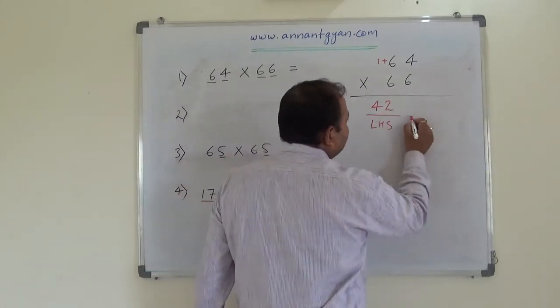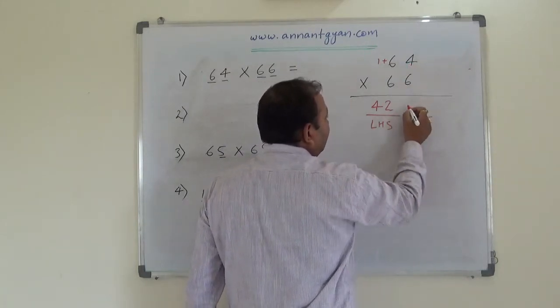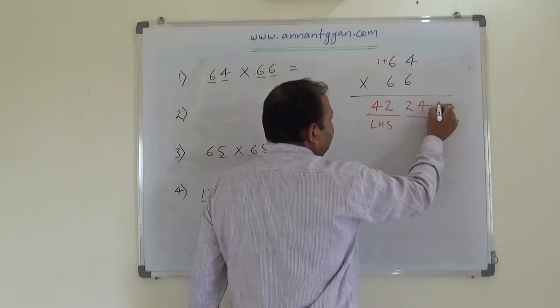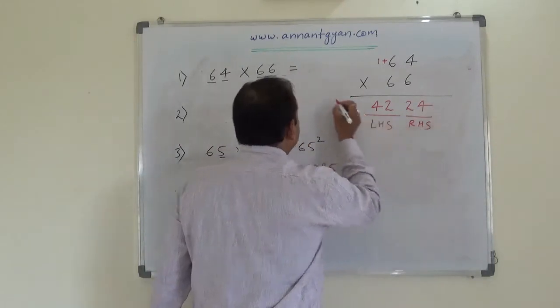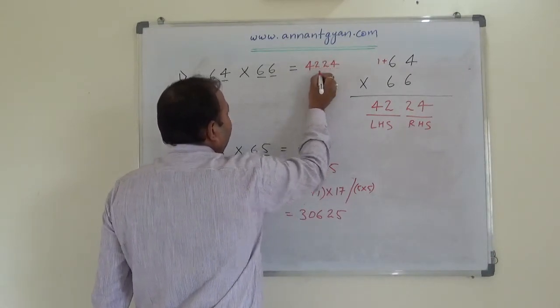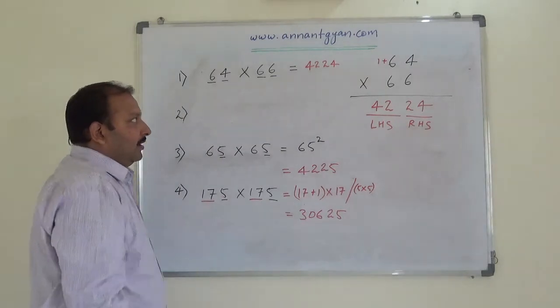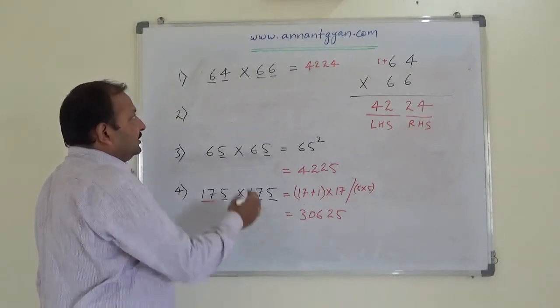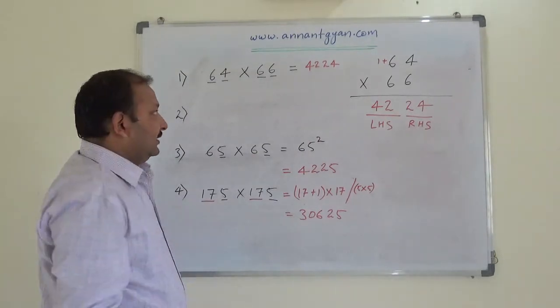And similarly, we shall multiply both unit place numbers together. 6 into 4 is 24. And we shall write this 24 on the right hand side. So the final answer is 4224. So 4224 is the multiplication value of 64 into 66. So it is very easy to get the answer.